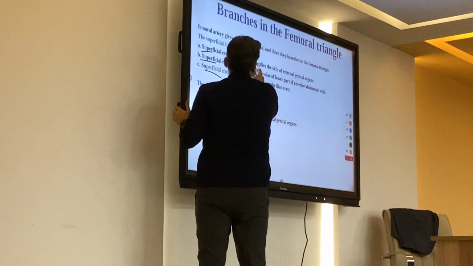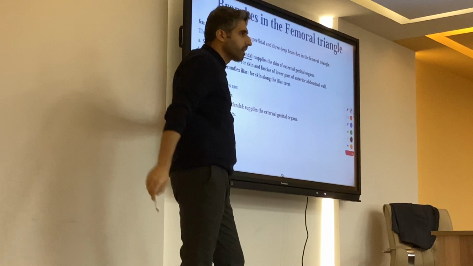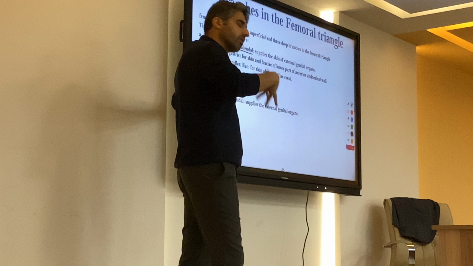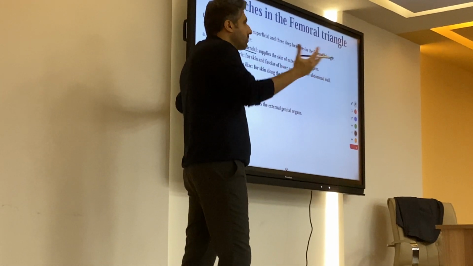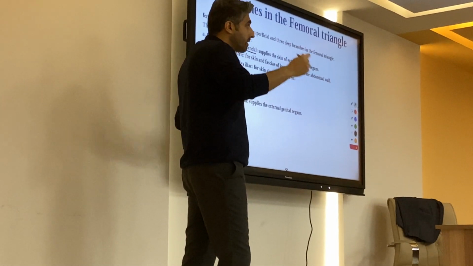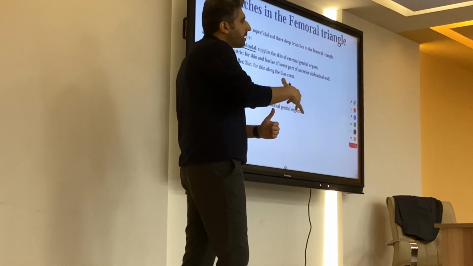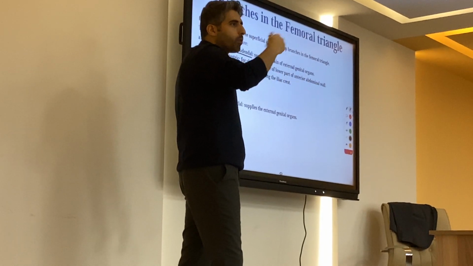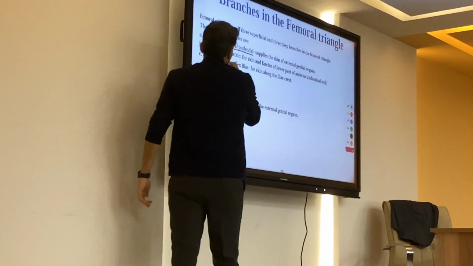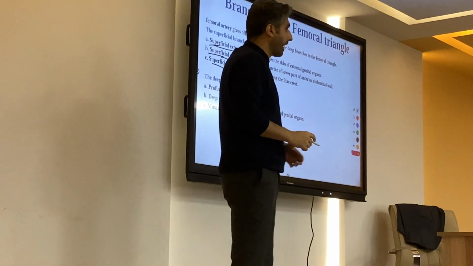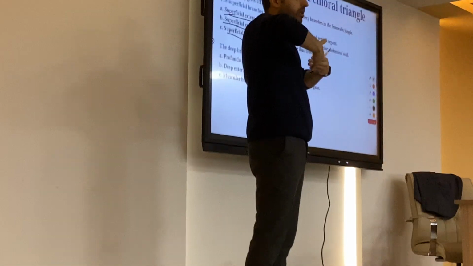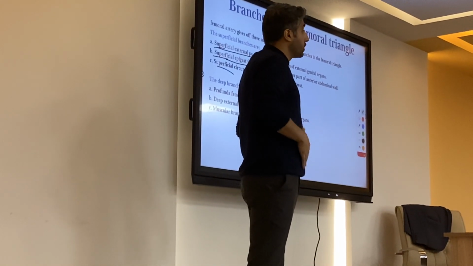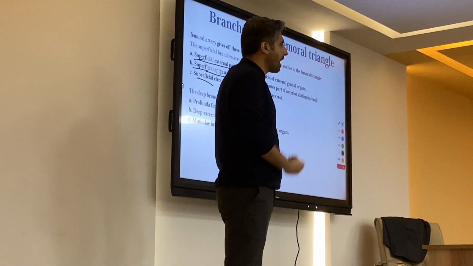Superficial external pudendal. Superficial, okay. External, khariji, outside, okay. Pudendal is the genital system. So this branch goes to the genital system for the superficial region. Next, superficial epigastric. Epigastric, this branch goes up toward the stomach. It's superficial, for the skin.